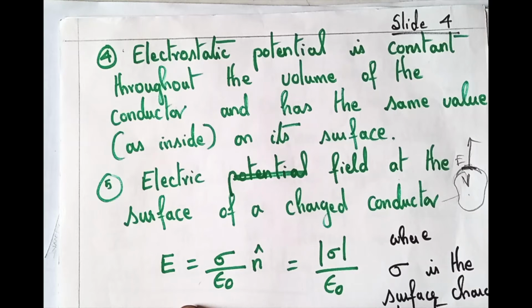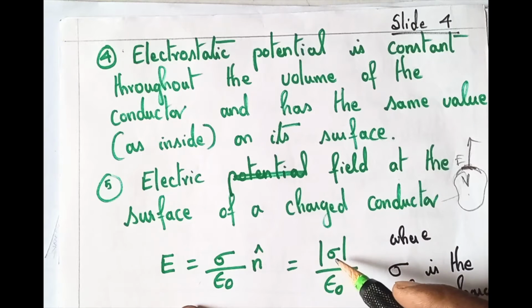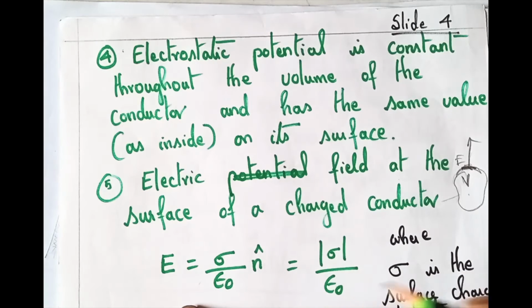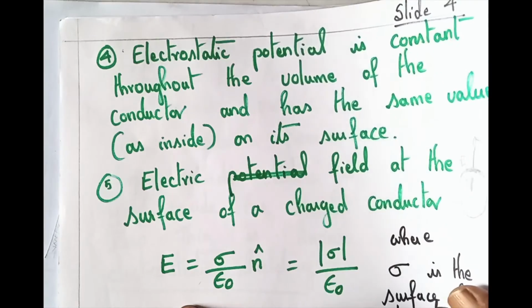Epsilon naught is the permittivity of free space, and n cap is the unit normal vector. So if you want to consider only the magnitude, then you can write it as magnitude of sigma divided by epsilon naught. This is the fifth point.